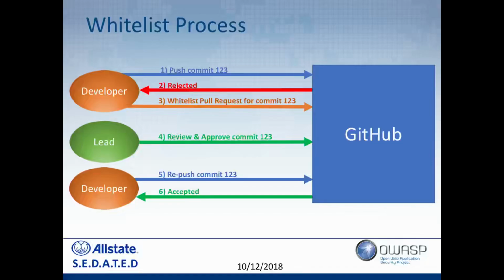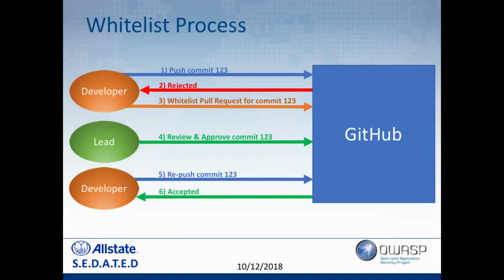On the left-hand side here, you have a developer. He's pushing a commit, number 1, commit 123. And let's say that has a false positive in it, something that SEDATED thinks is a password, but it's not. It's going to get rejected, so number 2, SEDATED will not allow it into the repository. But this is a false positive. So the developer sees the error message, and he says, this is not actually a password.